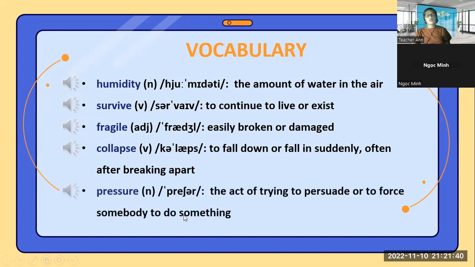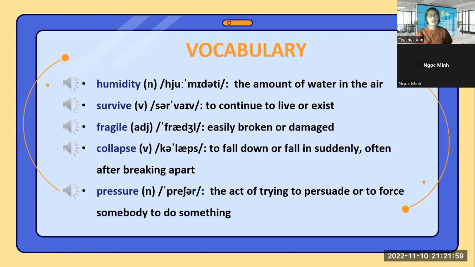Next is pressure. It's the act of trying to persuade or force somebody to do something. I am under pressure because they're forcing me to do that. So when you're under pressure, of course, you are not in good shape or in good condition.